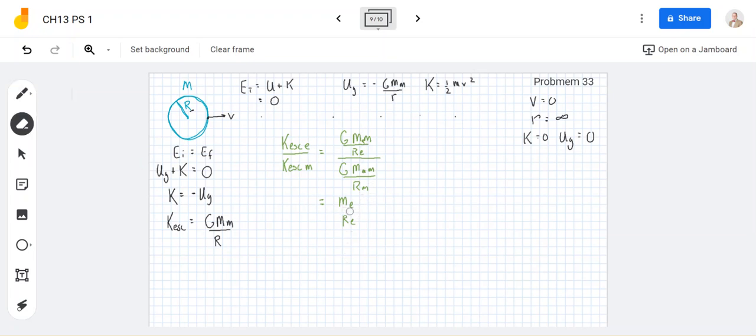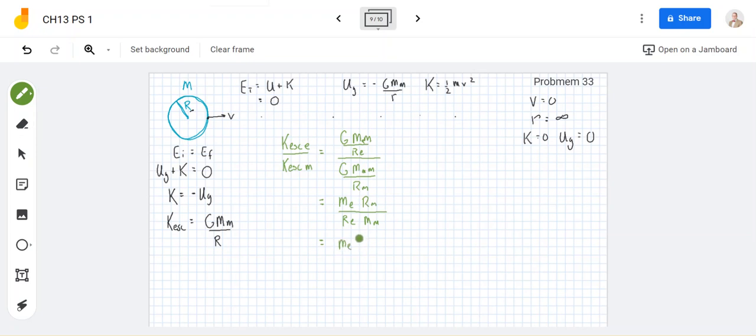And what we're going to end up with is mass of Earth times the radius of the Moon divided by the radius of the Earth times the mass of the Moon. Now, these are all values that we know. And you could look them up and plug and chug them, and I think that's probably the easiest way to go. Or you could actually write them in terms of this, like what is the radius of the Moon in terms of the radius of Earth, and what is the mass of the Moon in terms of the mass of the Earth.